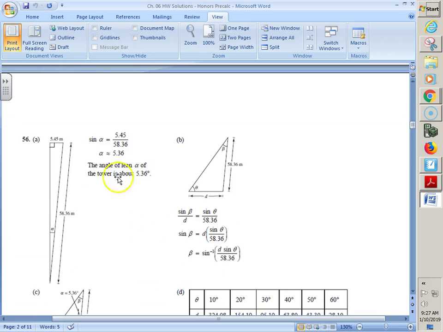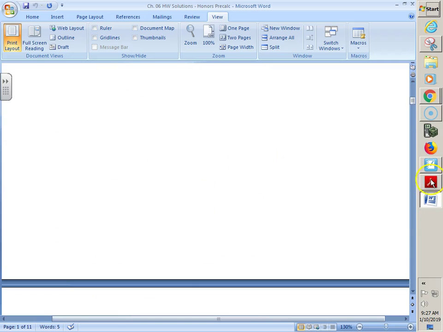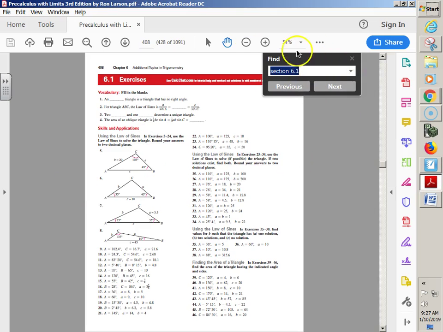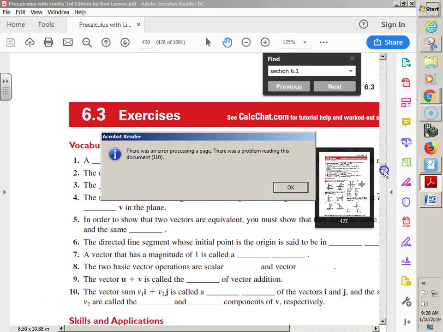Are there any other questions that you guys have from odds or evens besides those two? Kyle? 17? I actually have that right here. Anything else besides 17? Except for 52 and 56?